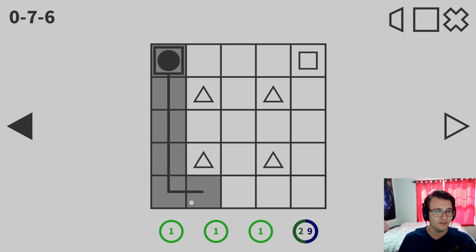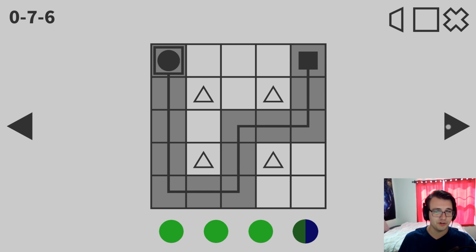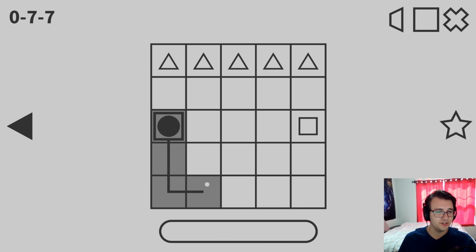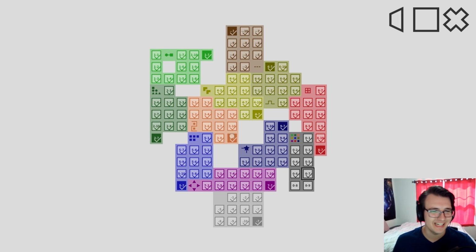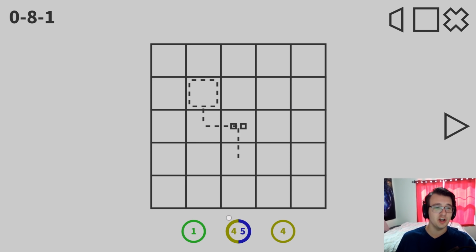Okay, this one's way easier than it looks. 4 triangles for 4 corners. 1, 2, 3, 4. Wait a second. 1, 2, 3, 4, 5. Okay, this one was actually really easy. All right, good introduction to 2-part rules. Now it's a 4-5, huh?